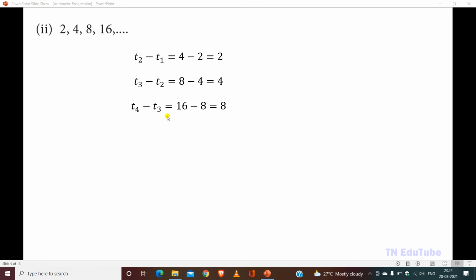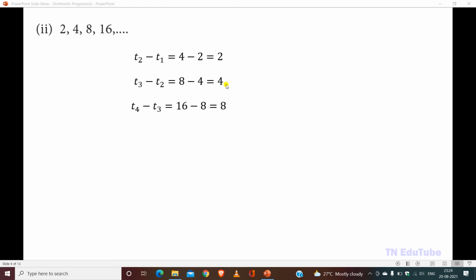Okay. Then the next sum, 2, 4, 8, 16. Here the first term is 2, second term 4, third term 8, and fourth term 16. We check the common difference. So first T2 minus T1, that is 4 minus 2, you get 2. T3 minus T2, that is 8 minus 4, you get 4. Then T4 minus T3, 16 minus 8, you get 8.